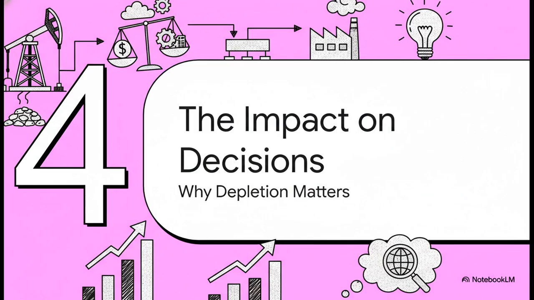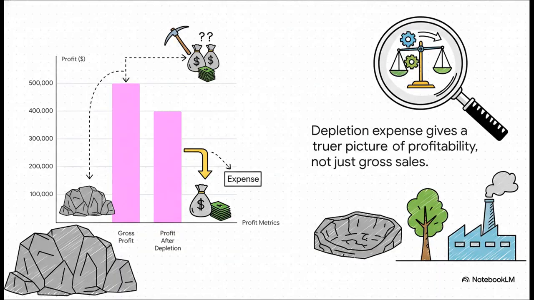Who cares? Why does this $100,000 accounting entry, which isn't even a cash payment, matter for making real-world business decisions? This, right here, is where accounting transcends just being bookkeeping and becomes an absolutely indispensable management tool. This chart illustrates the impact perfectly. Let's just say Bedrock sold that granite and generated revenue of $500,000. Without accounting for depletion, a manager might mistakenly look at that and think their profit is exceptionally high. But by properly expensing the cost of the resource we've consumed, we see a much, much truer picture of our actual profitability. That $100,000 depletion expense gives us a way more accurate understanding of our real performance.